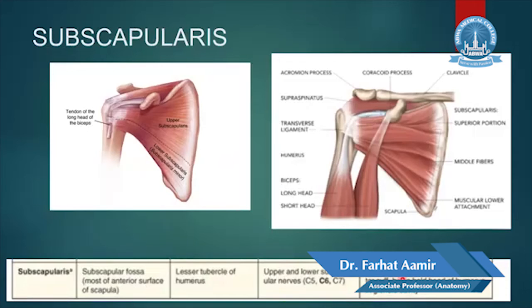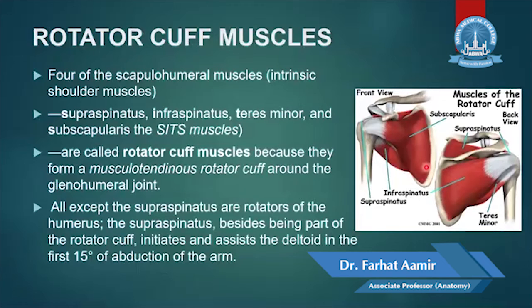It is medially rotating the arm and is part of the rotator cuff muscles. It helps hold the head of the humerus in the glenoid cavity. Okay, subscapularis. See here in this diagram also, this is the subscapularis muscle. Now the rotator cuff muscles. Out of these six muscles, four muscles are the rotator cuff muscles. So four of the scapulohumeral muscles or intrinsic shoulder muscles are the rotator cuff muscles.